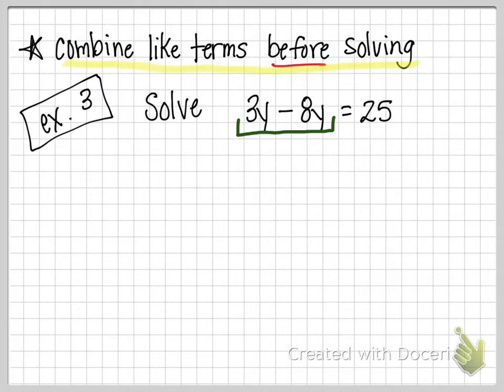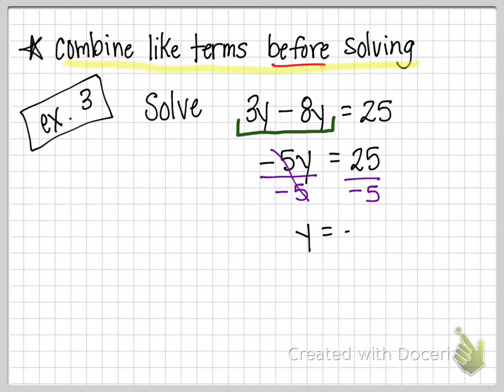All right, 3y and negative 8y are like terms because they have the same variable taken to the same power. So we can just simply combine their coefficients. 3 minus 8 is negative 5, and then we tack that variable on because it stays with the coefficients, equals 25. From here, it's just going to be a one-step equation to solve. Negative 5y means negative 5 times y, so we'll do the inverse of multiplication, and we will divide both sides by negative 5. And we end up with y equals 25 divided by negative 5 is negative 5.